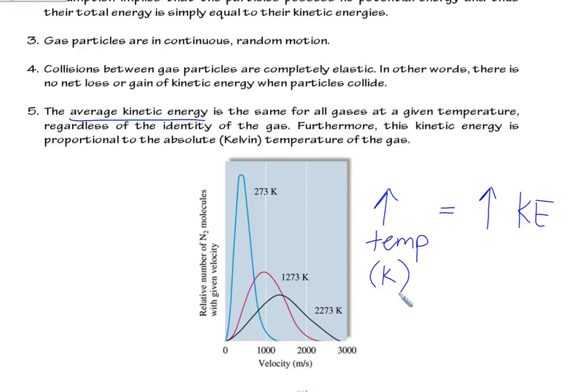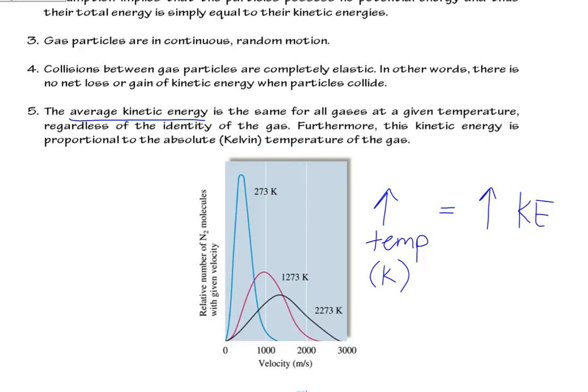Now look at this graph here. Here's a distribution of different samples of particles at different temperatures. We're looking at the velocity of the moving particles, the speed, in meters per second, versus the relative number of particles, and this is nitrogen, it really could be anything. Number of particles with that given velocity.